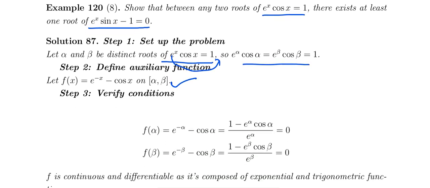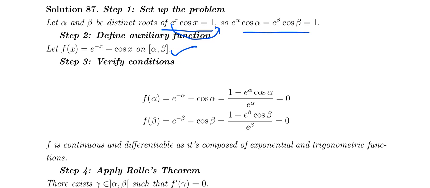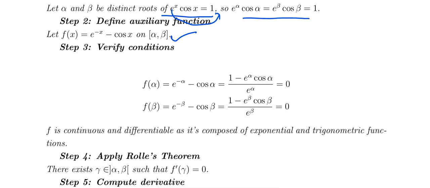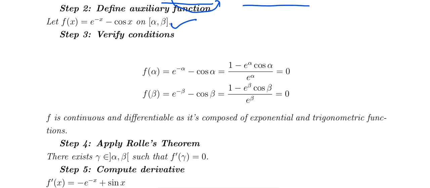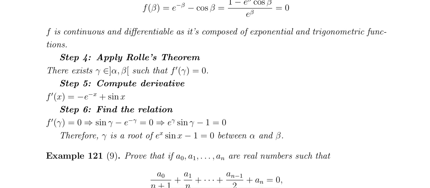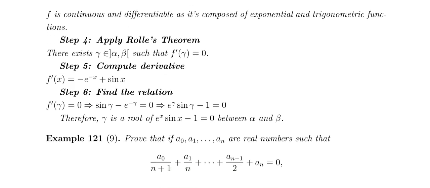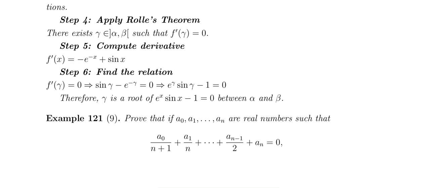So இதில் பார்த்தீங்கன்னா f of alpha, f of beta கண்டுபிடித்தால் that is equal to 0. Okay, alpha beta என்பது roots என்பதனால், continuous differentiable roots என்பதனால், அப்படின்னா Rolle's theorem apply பண்ணினால் that is gamma. The derivative-ல் substitute பண்ணும்போது gamma minus e power minus gamma, sin gamma. So e power gamma sin gamma equal to 1. So gamma is the root of something between alpha and beta. Okay, so root of e power x sin x, that is a differentiable function derivative. So root of this one between alpha and beta.